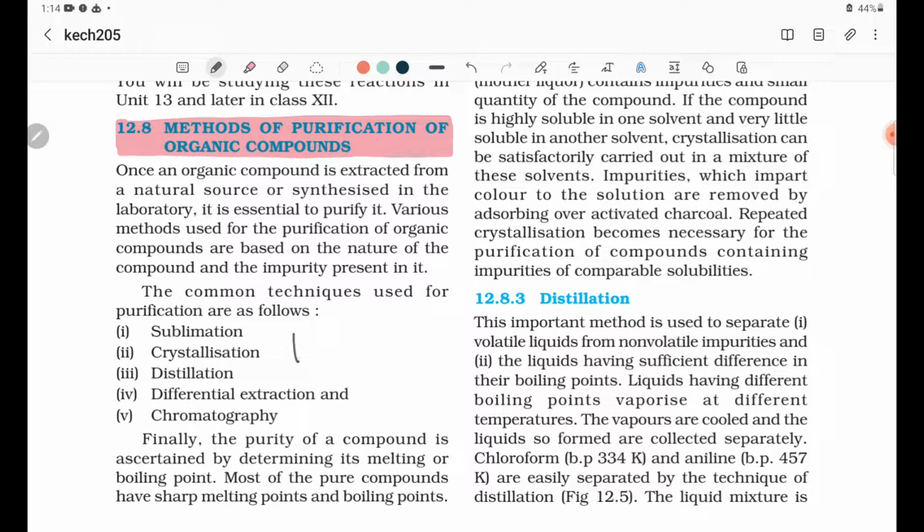Now how can we check the purity of a compound? The purity of a compound can be checked by melting point and boiling point. We know the melting point and boiling point of an organic compound. If the substance matches the standard melting point and boiling point, then we can say that it is a pure organic compound. Like that we can clarify whether the compound is pure or not.